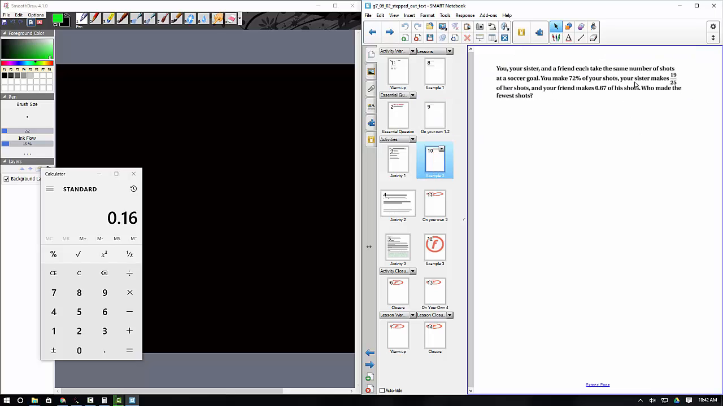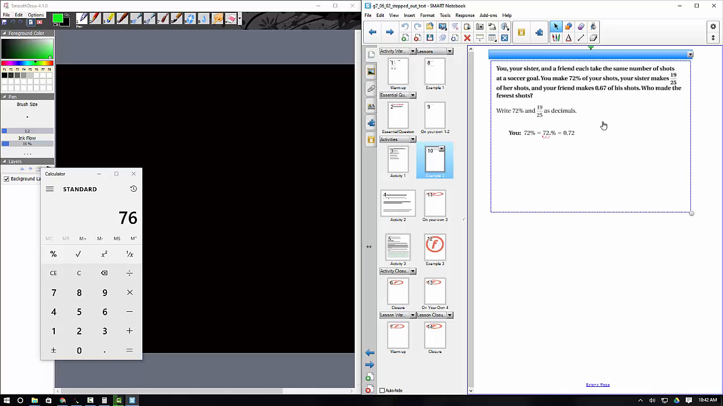So pretty easy stuff. You and your sister and your friend take the same number of shots. You make 72%, and your sister makes 19/25. Well, let's just look here. 19/25, I could turn this into a percentage very easily, right? This would be times 4, and times 4. So 19 times 4 equals 76. So far, this is the winner. 76, then 72, and then your friend makes 0.67 of his shots. We'll turn this into a percent. Move it over 2 spots, and you have 67%. Who made the fewest? This person. They made 67%.